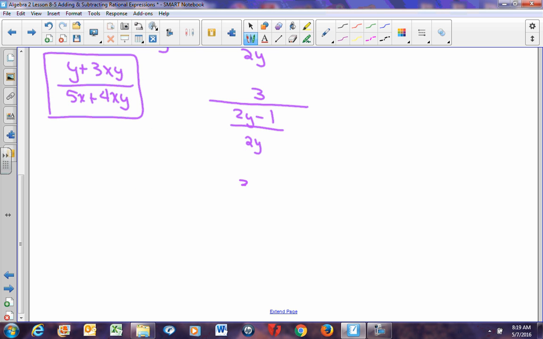So the first fraction is 3 over 1, basically. We're going to multiply it by the reciprocal, which would be 2y over 2y minus 1. Nothing can cancel out. So we just multiply straight across the top, so I think it's 6y. Straight across the bottom, 2y minus 1.